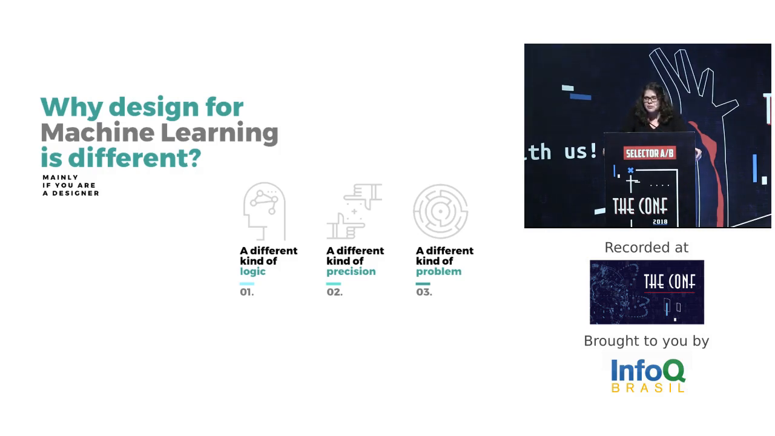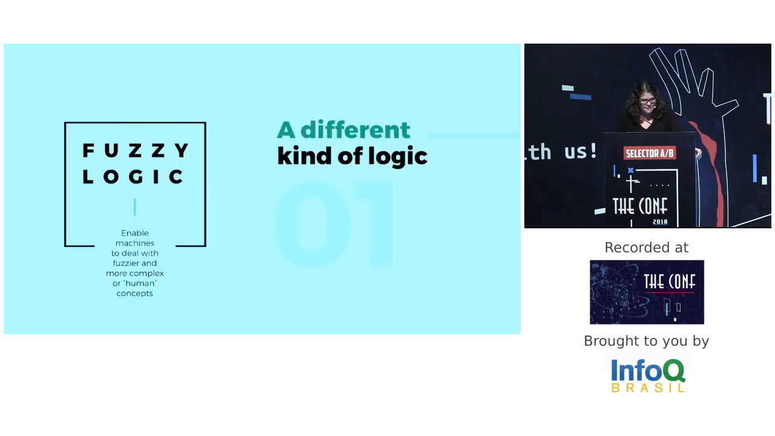Machine learning has a different kind of logic, a different kind of precision, and a different kind of problem. And I'm going to explain each of these three points, of course, starting with the first. When we talk about a different kind of logic, we are talking about fuzzy logic. Basically, machine learning enables systems to deal with more complex concepts, or we can say human concepts.